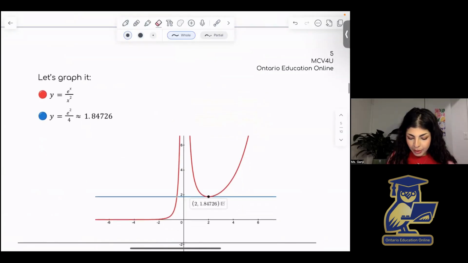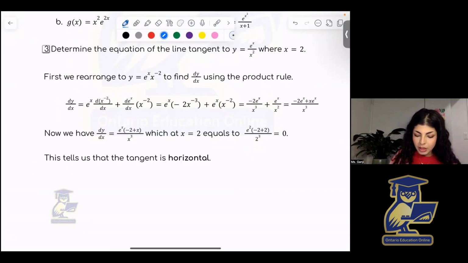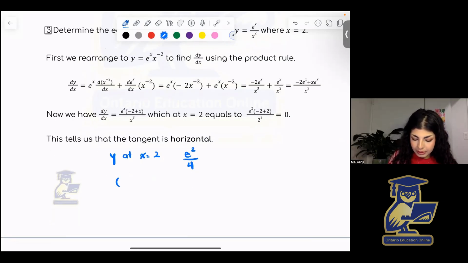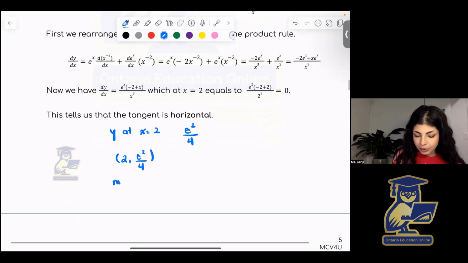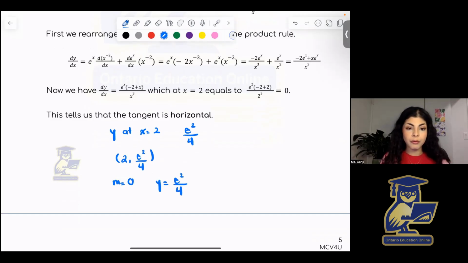And if we graph this here, you would also have to find the point. So we have y at x is equal to 2 would give you e to the power 2 over 4. So then our point is 2, e squared over 4. And because this is a horizontal line, so m is equal to 0, then the equation of our tangent is going to be mx, which is just 0, plus b, but in this case, it'll be e squared over 4.